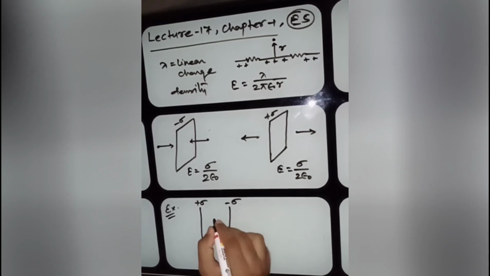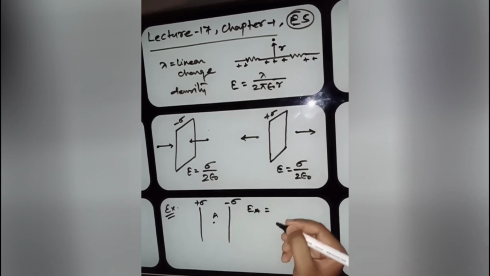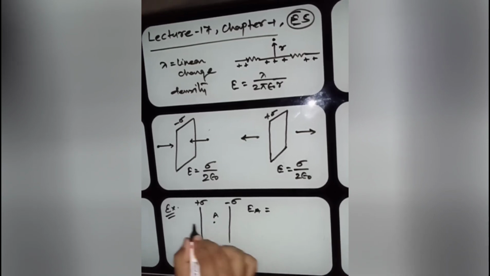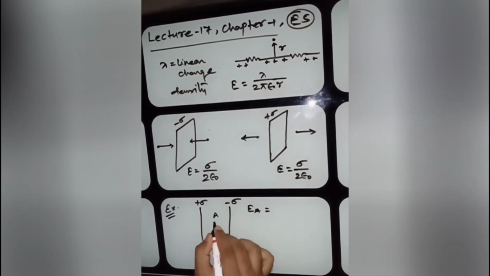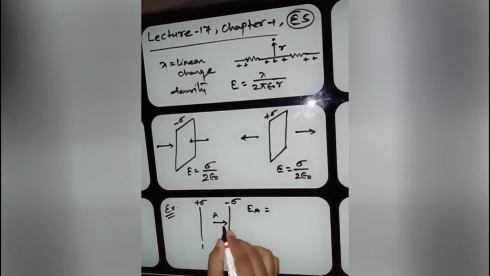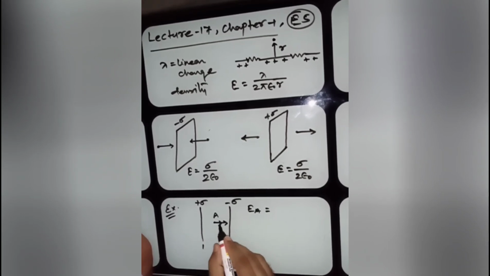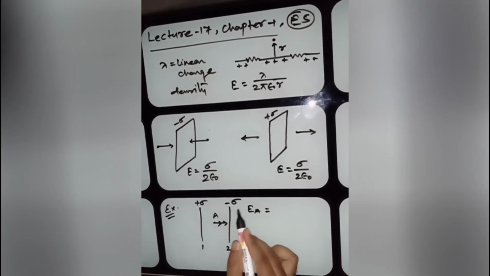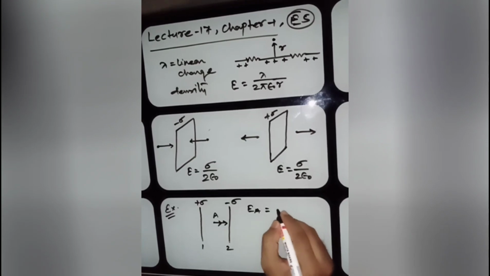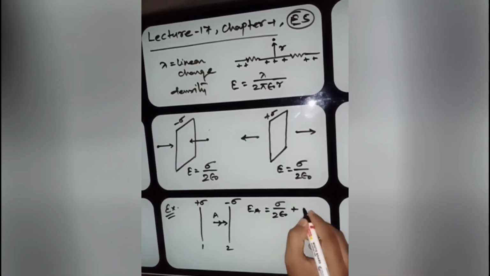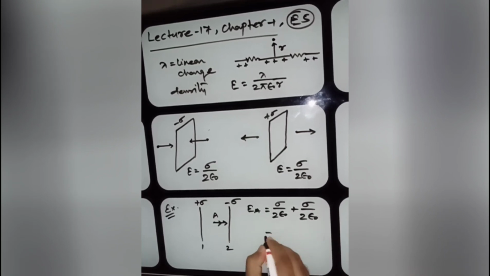Say this point is A. For E_A, first of all you have to find the direction of the electric field due to the individual plates, plate 1 and 2. Due to plate 1, the positive charge, as we have studied, the electric field will be away in this way. Due to the second plate, the electric field will be towards it, in the same direction. So you have two electric fields in the same direction, and since the magnitudes of the surface charge density are the same, the field magnitudes are the same. You will write sigma by 2 epsilon naught plus sigma by 2 epsilon naught, which gives sigma by epsilon naught. This is the net electric field inside, at point A between the plates.